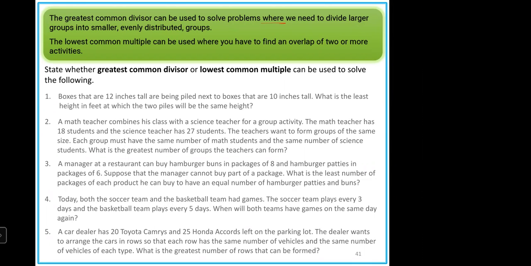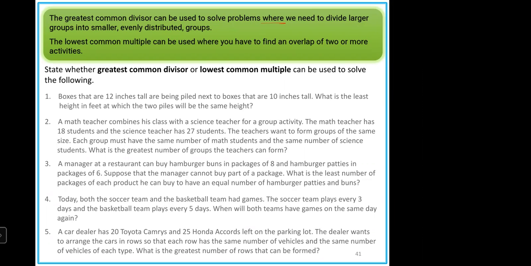Okay, Ms. Nan, what do you say for number 1? I say that's the greatest common divisor. Why? Okay, listen to this. Greatest common divisor, you're looking for cases where you have to divide a larger group into smaller, evenly distributed groups.